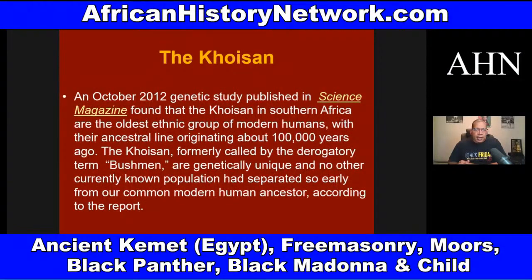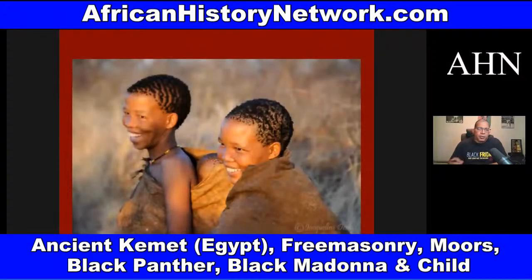So the Khoisan: an October 2012 genetic study published in Science magazine, which is another scientific magazine that has archaeological discoveries, found that the Khoisan in Southern Africa are the oldest ethnic group of modern humans, with their ancestral line originating about 100,000 years ago. The Khoisan, formerly called by the derogatory term Bushmen, are genetically unique, and no other currently known population had separated so early from our common modern human ancestor, according to the report. You may also hear them referred to derogatorily as pygmies. That's a derogatory term. And they're the ancestors to the Ainu and the Twa.